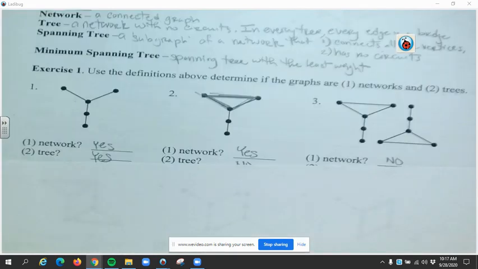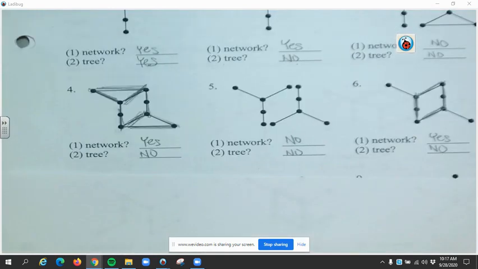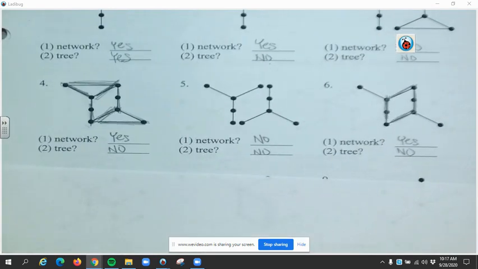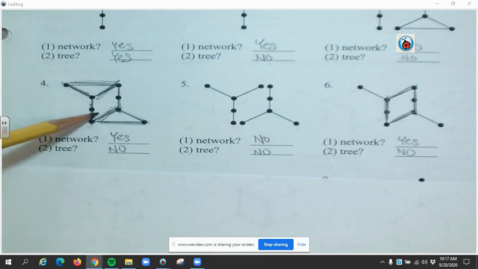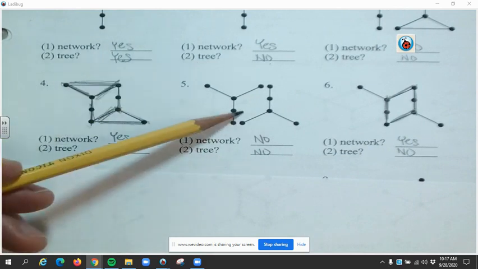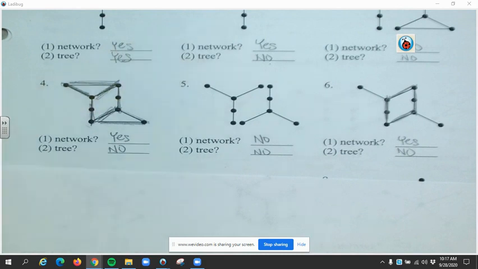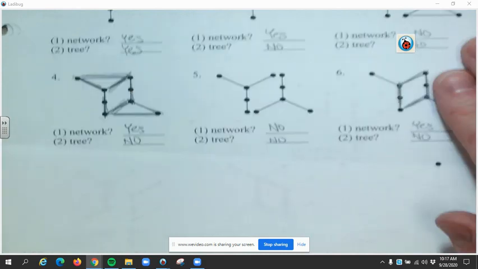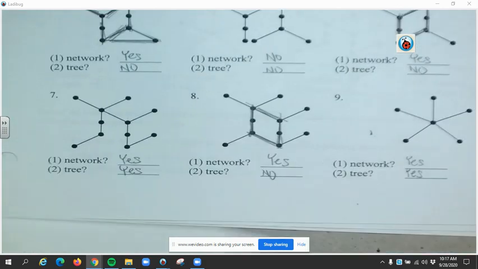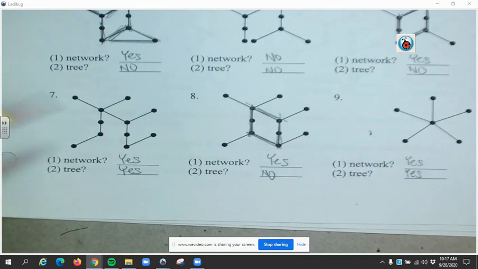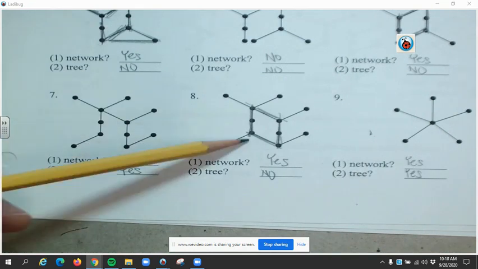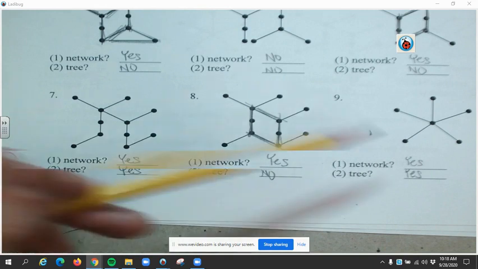I'll show you the answers to the bottom ones. Again, this one has a circuit. This one's not connected. This has a circuit. That's why none of those are trees. And then the very bottom of that first page, this is a tree. This is not because it has a circuit. This is a tree.